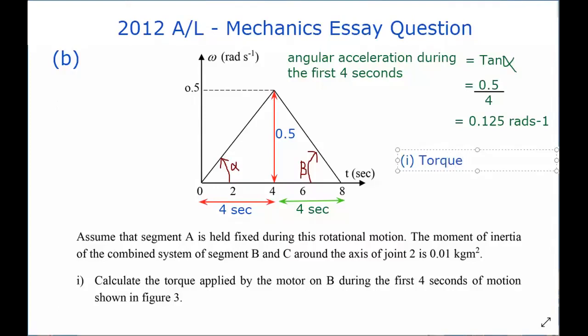Which equation is more suitable here? Lamai, which is the best equation? Moment of inertia into angular acceleration. Very good, excellent. So torque equals I alpha. Please write the equation and find the torque there. Send your answers to my Zoom chat. Torque equals I alpha.